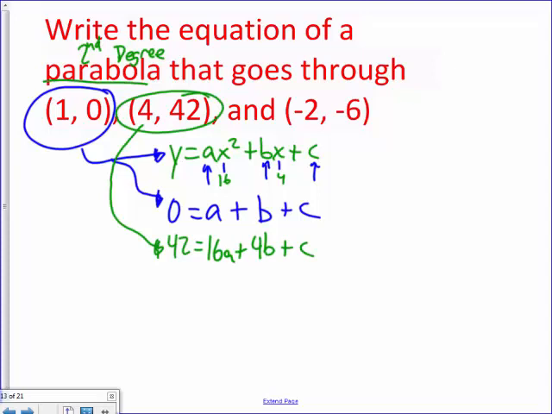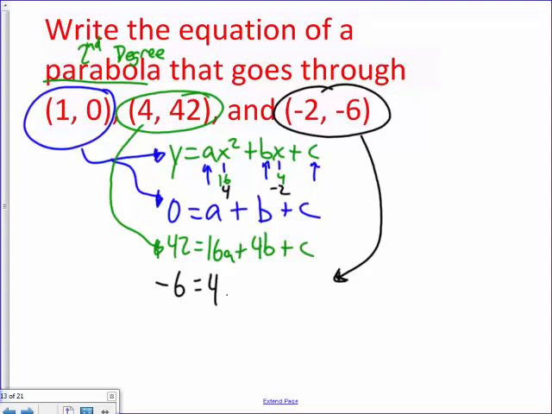And then one more, we got -2, -6. So my last equation, -6 for y and then -2 for x. So I'd have 4a and -2b. So 4a, -2b plus c. And then how do I solve these? Yeah, this is where we go to our system, right?